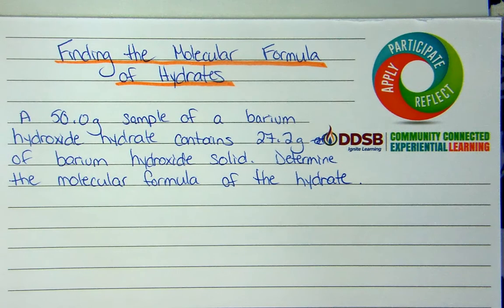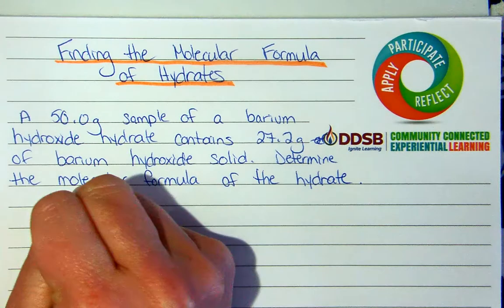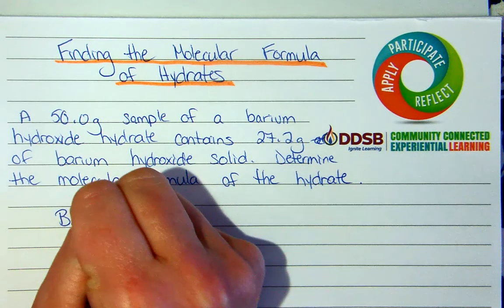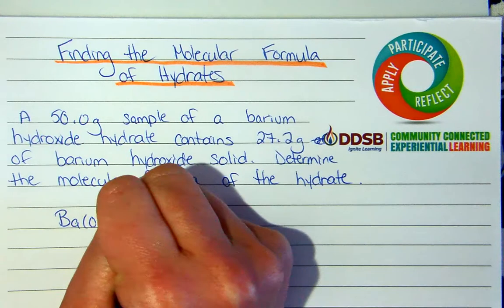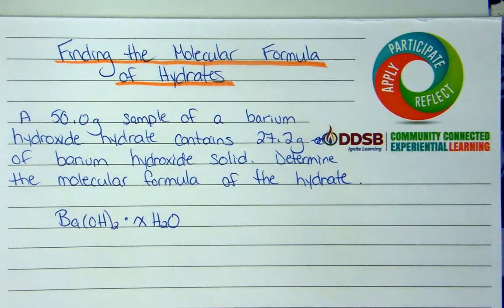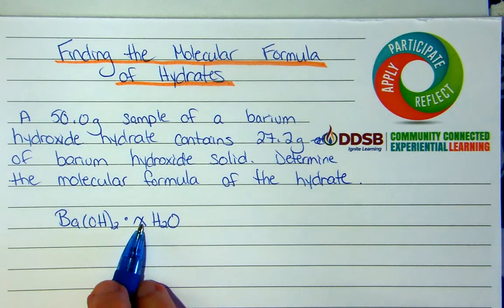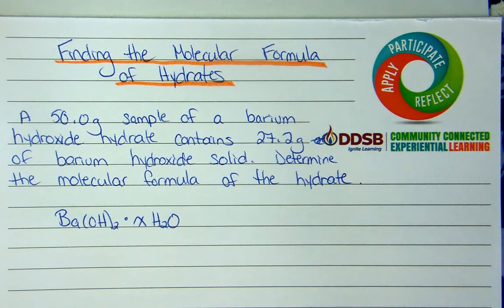A 50-gram sample of barium hydroxide hydrate contains 27.2 grams of barium hydroxide solid. I'm asking you to determine the molecular formula of the hydrate. So what do we know? We know that the chemical formula of barium hydroxide is Ba(OH)2. Now we're told it's a hydrate, but we do not know what the coefficient of the hydrate is going to be. Okay, so that's what we're trying to find out here.